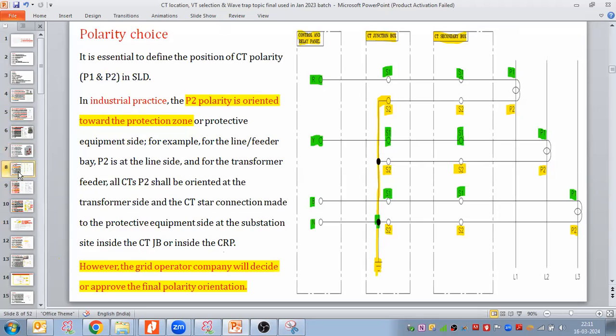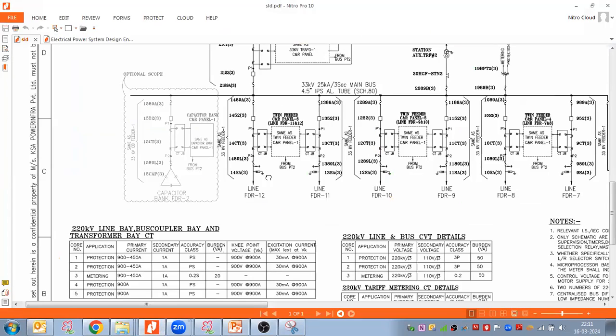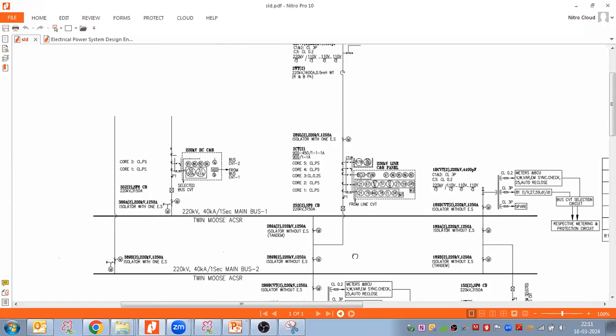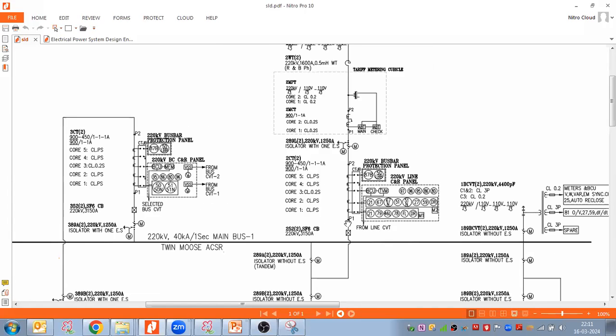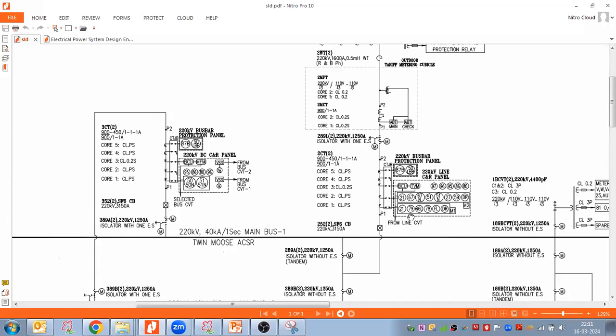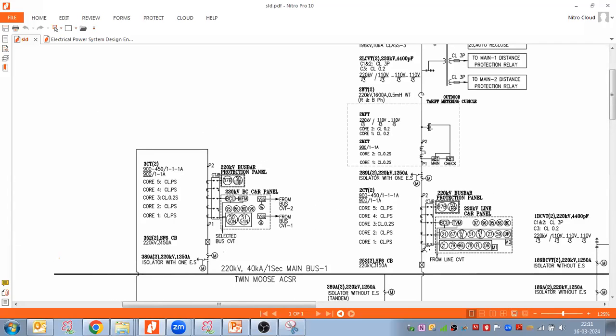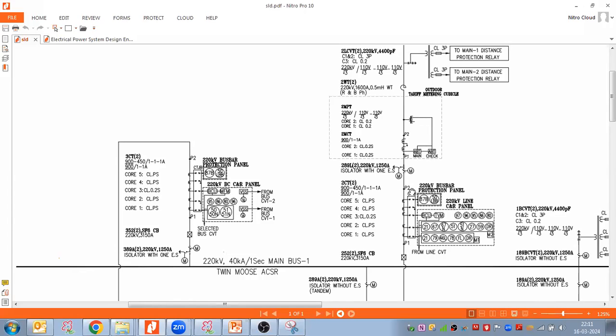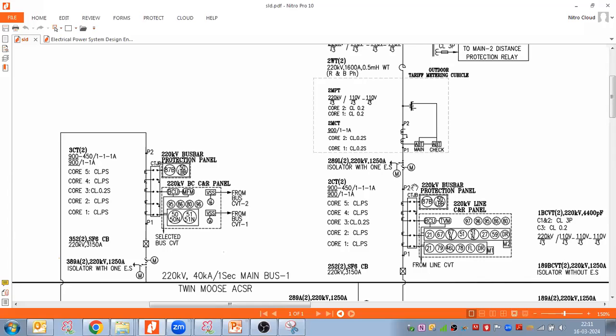And coming to the polarity, CT polarity means this P1 P2 marking. This is a disputed or open point. What I'm telling is not universally accepted, but it is the most common industrial practice. So P1 and P2, about this polarity, the orientation of the polarity, is how we will place the CT, right?